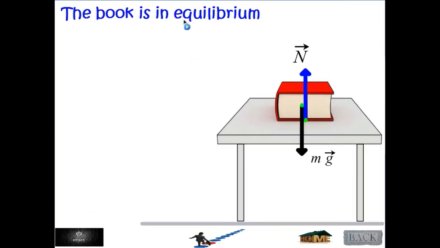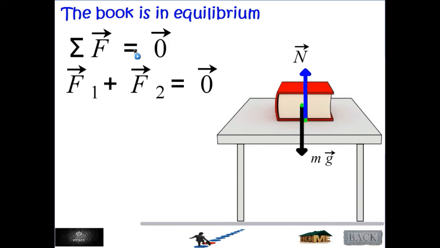Since the book is in equilibrium, then the summation of forces equals the 0 vector. What are the two forces acting on the book now? F1 plus F2 equals the 0 vector. Here the two forces are the normal reaction and the weight. So I can write N vector plus mg vector equals the 0 vector.